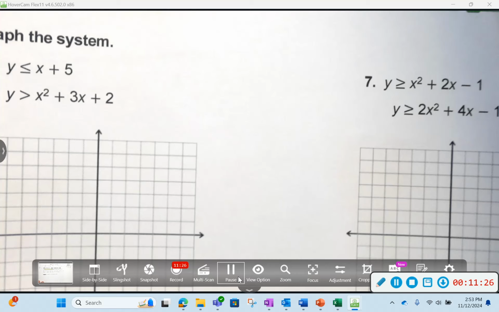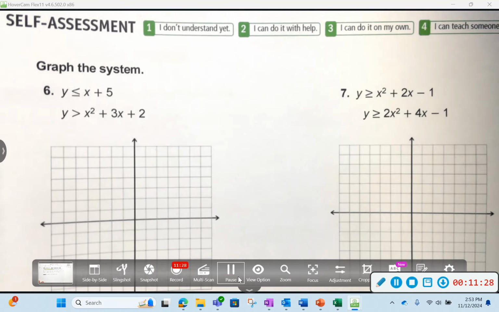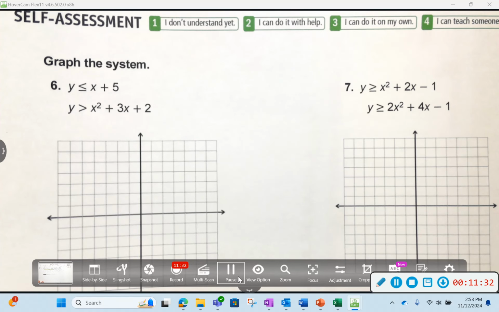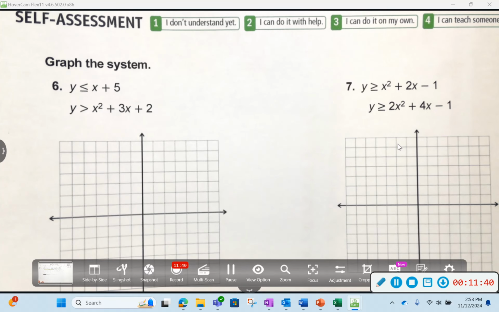All right, so here are your 2 to try. I did give you four graphs on that sheet, so you should be using that. I didn't think about it when I made this, so I'm going to be using that as well. All right, so pause the video, give these a try.